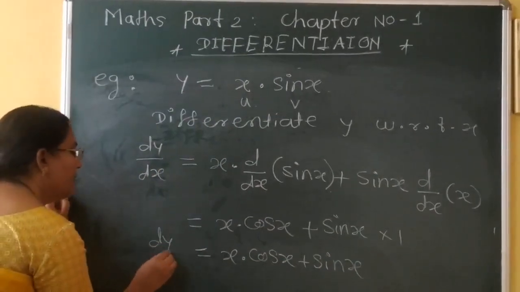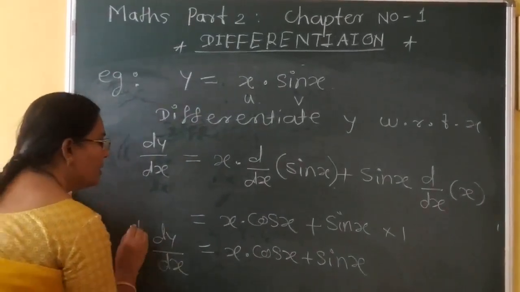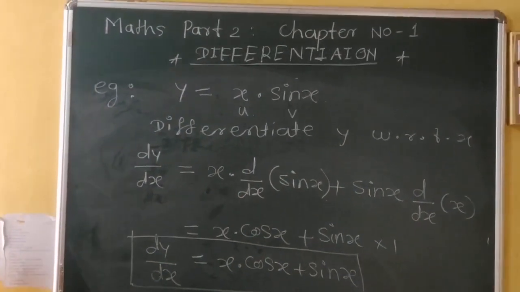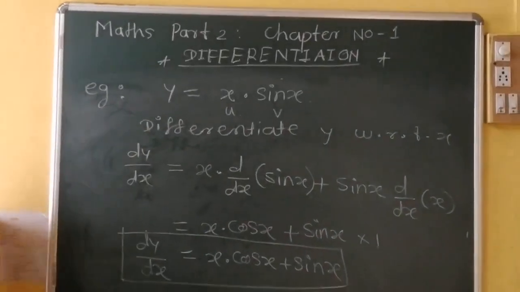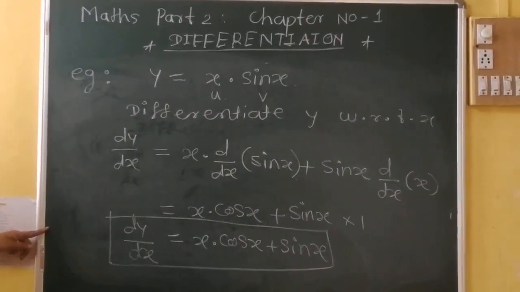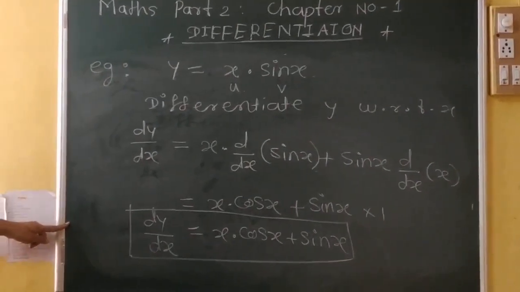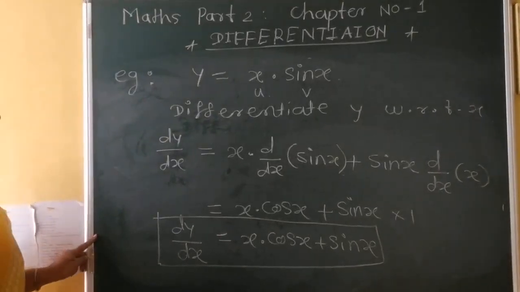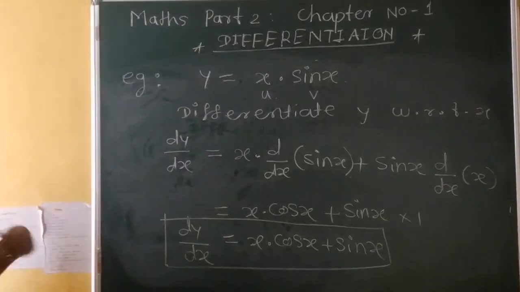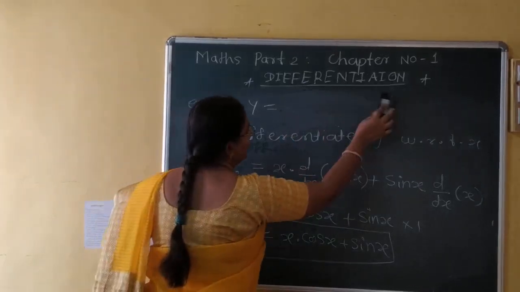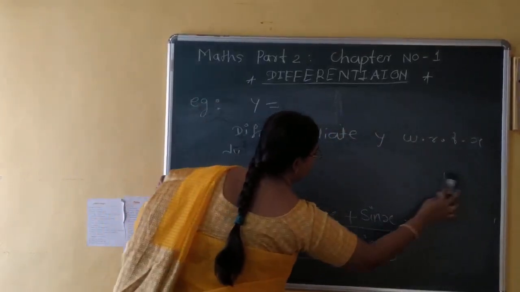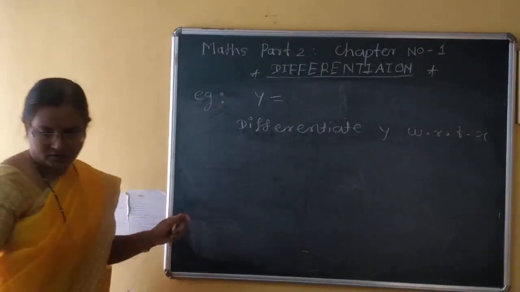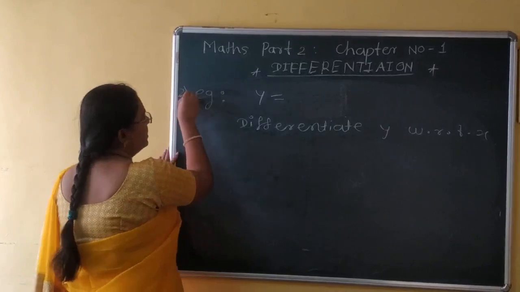This is the derivative of the product of the two given functions. Go through this example. I will take the differentiation of the quotient by using the quotient rule of differentiation. First, the second example for the product rule.